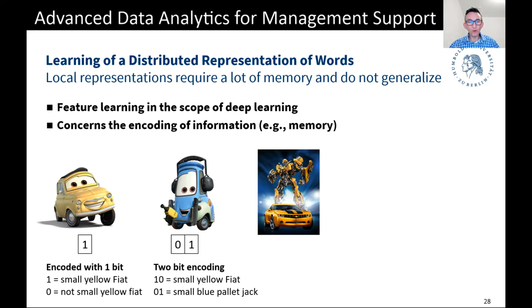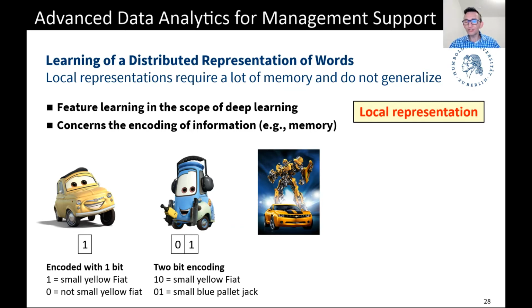And this is why it is a very local representation that I'm showcasing here, which is to be distinguished from a distributed representation. Distributed means that the different bits in my codes sort of collaborate with one another. Here they don't. The first bit encodes the concept small yellow field or not, and the second bit encodes whether the concept is a small blue pallet jack or not. But the two bits do not sort of collaborate. And because of that, I could not represent the concept Bumblebee with that code, because it's a local representation.